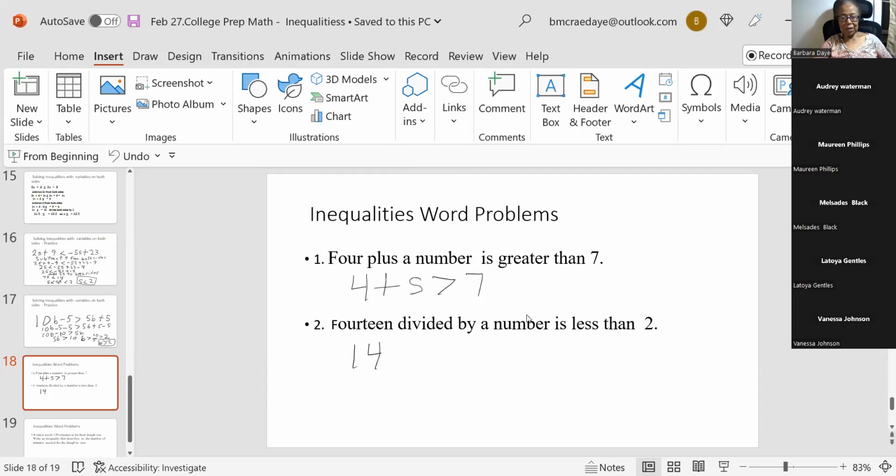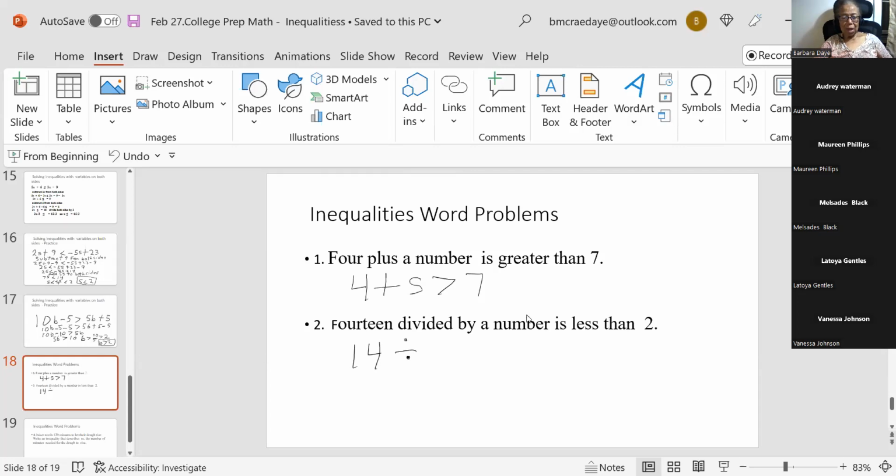What else do I write? Divide. So, division sign. What do I put? So what do you want me to write after the 14? The divide sign. Okay. 14.